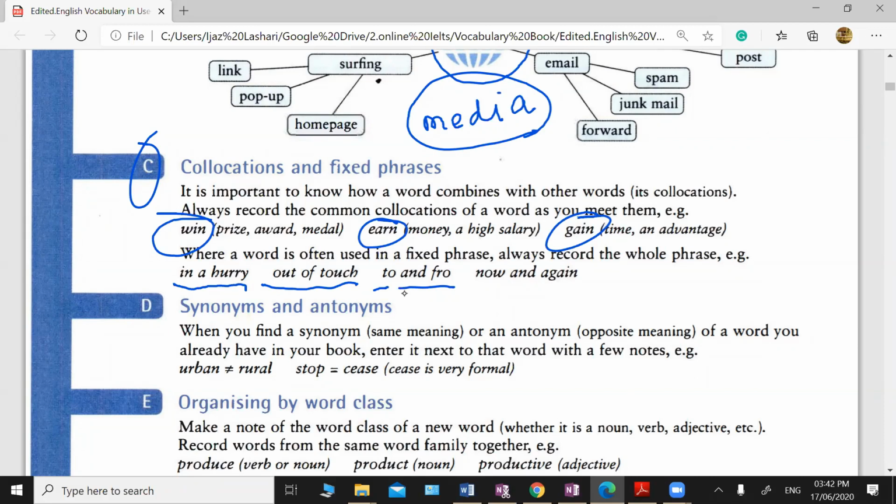If you have another phrase, something like out of touch, to and fro, now and then, come and go, in a hurry, you can just write it down in the chat, so that will add to my knowledge as well. These are phrases. You use the whole phrase, not just a word. For example, out of touch, or in a hurry. I'm in a hurry.